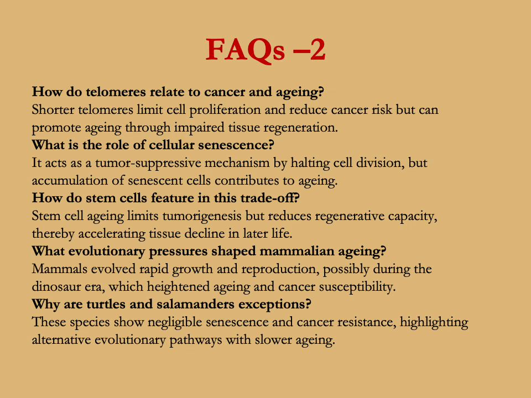What evolutionary pressures shaped mammalian aging? Mammals evolved rapid growth and reproduction, possibly during the dinosaur era, which heightened aging and cancer susceptibility. Why are turtles and salamanders exceptions? These species show negligible senescence and cancer resistance, highlighting alternative evolutionary pathways with slower aging.